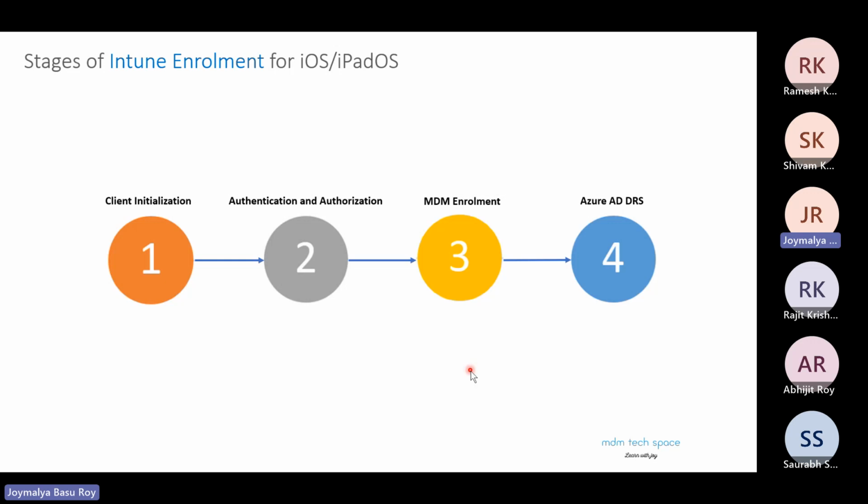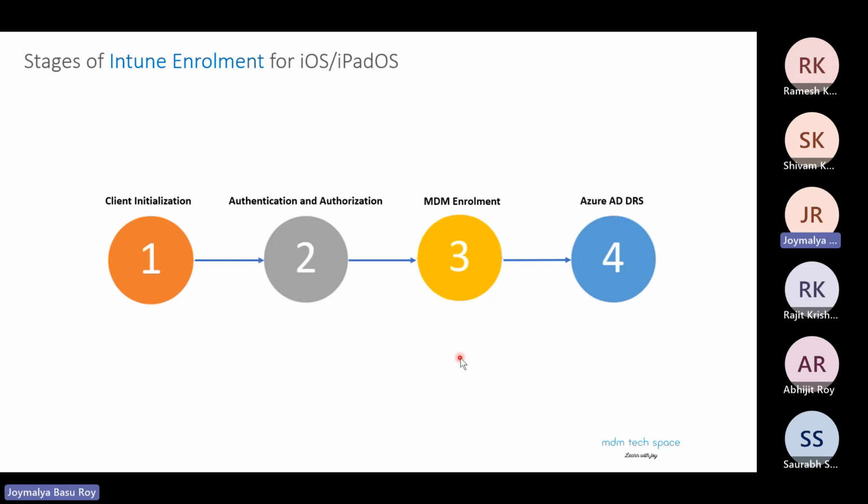During the MDM enrollment stage, after this stage, Company Portal has the access token. The access token is what? The access token gives access to a new service. So with the access token, it will go to Intune and try and send the MDM enrollment request. When the MDM enrollment request is received by Intune, the device limit, device platform, and all those restrictions are checked. Whether you have reached your device limit or not, whether this platform is enabled for enrollment or not, and things like that.